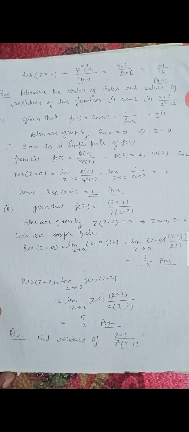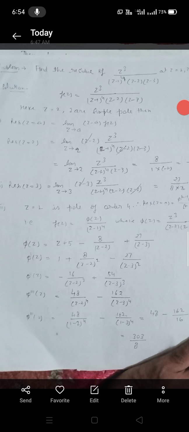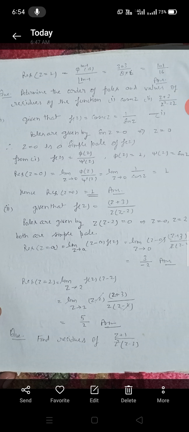Question: Determine the order of poles and values of residue of the functions cosec z and (z plus 3) upon (z minus 2). For the first function, given that f(z) is equal to cosec z is equal to 1 upon sin z. This is equation first.